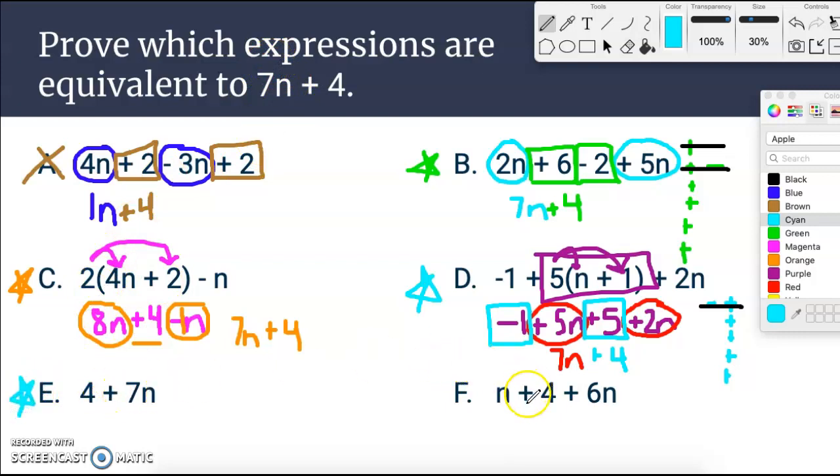And then F, we have n plus 4 plus 6n. So we combine like terms, n and positive 6n. Again, this is a positive 1n. So 1n plus 6n is 7n. And for our constant, we have positive 4. And again, that gets us 7n plus 4. So on this one, B, C, D, E, and F are all equivalent expressions. A is the only one that is not equivalent.